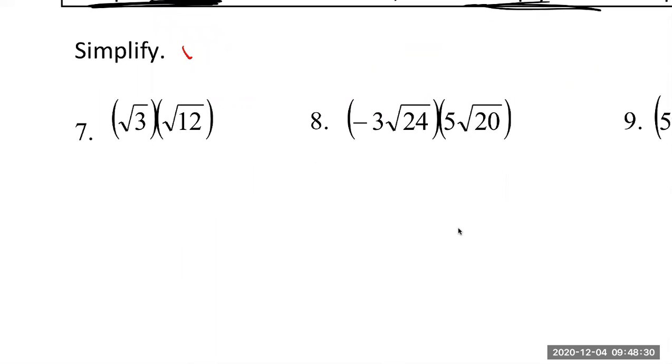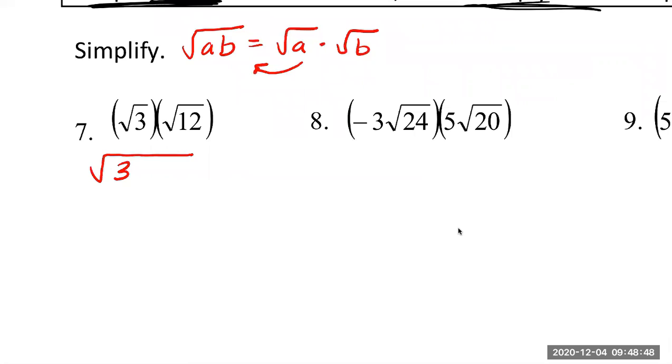So earlier I showed you that there was this property, the square root of AB is the same as the square root of A times the square root of B. And we can use that property here, just kind of in reverse, since we're multiplying them. So we can multiply what's on the inside, 3 times 12. So that would be the square root of 36. So the answer would be 6.